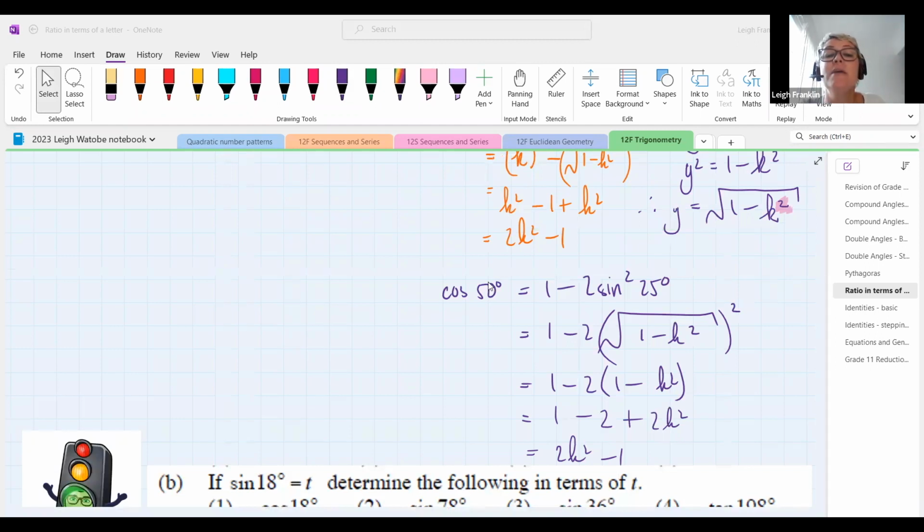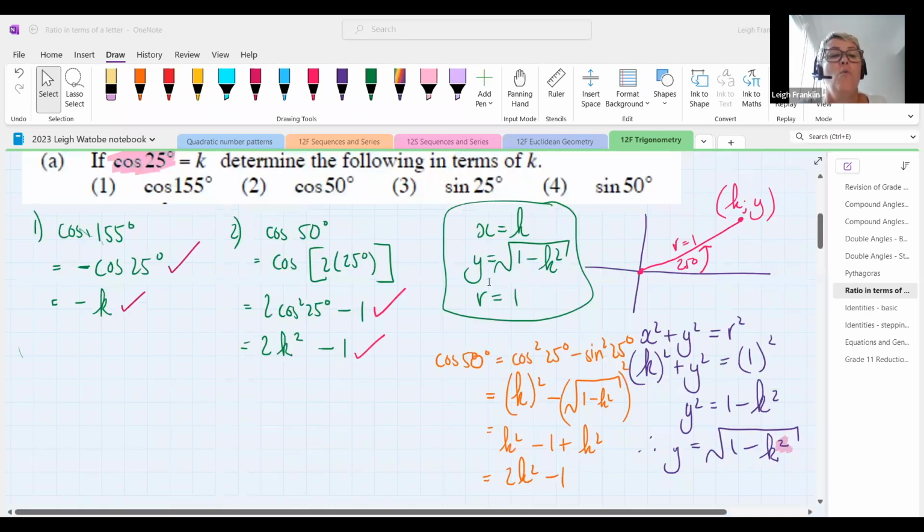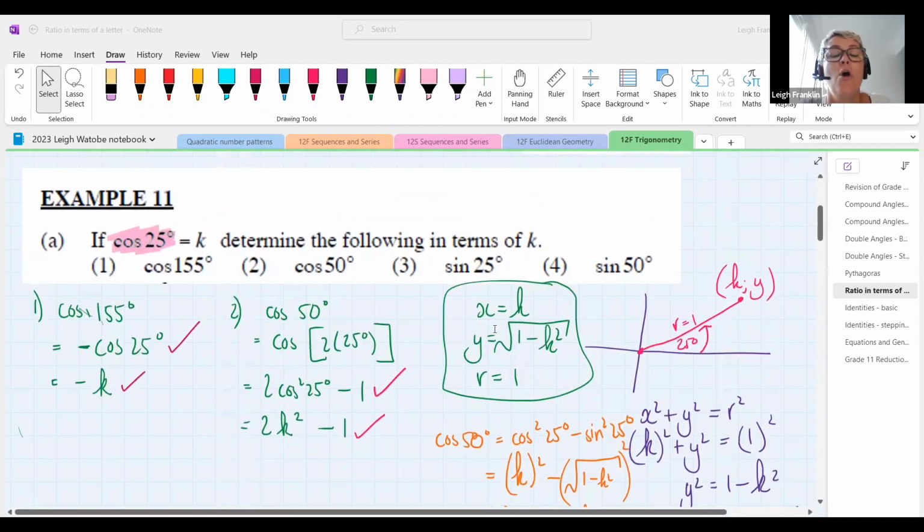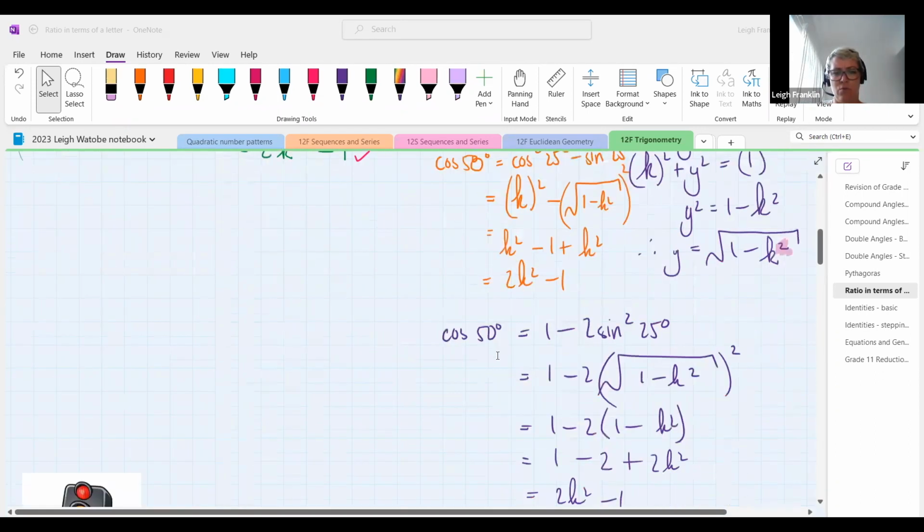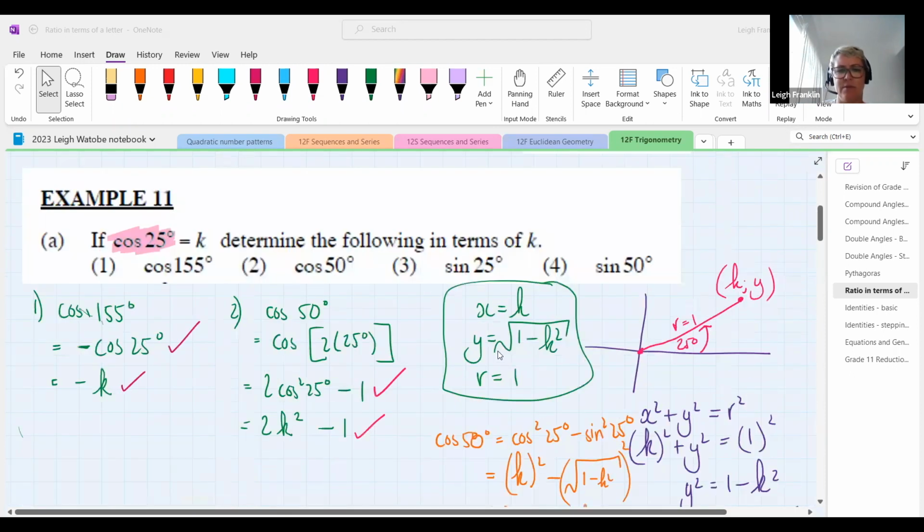Okay, so Teddy, you were saying something about cos 75. What were you referring to? Oh, you mean what sine 25 is equal to? Are we going back to that?